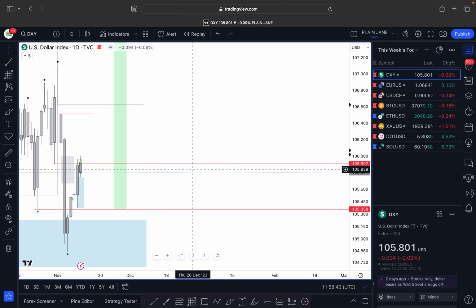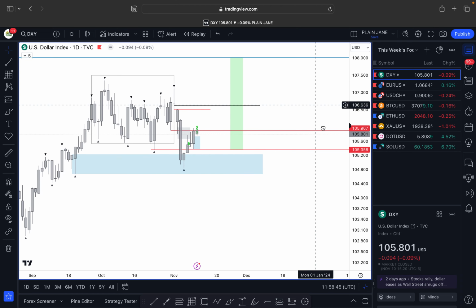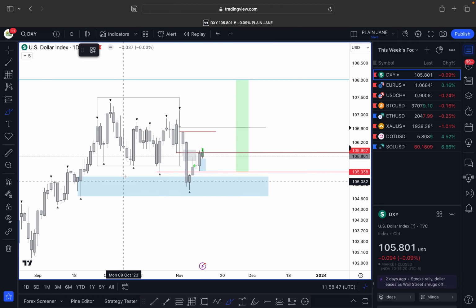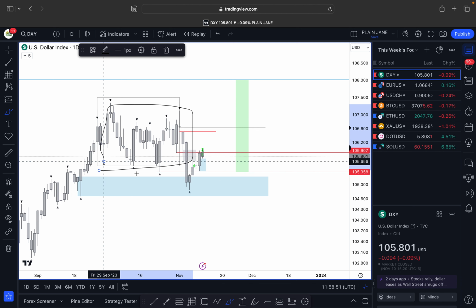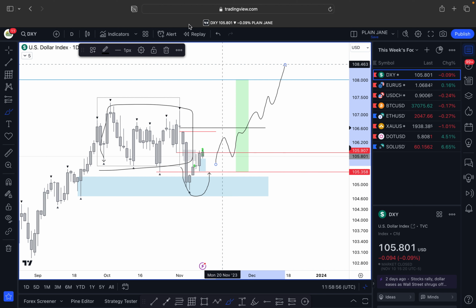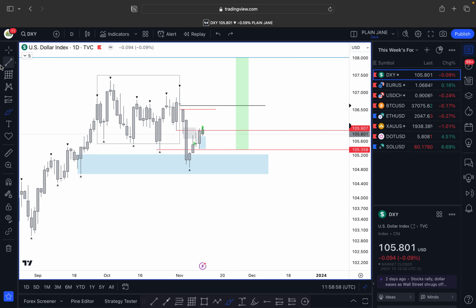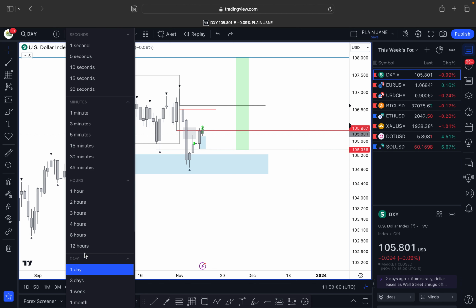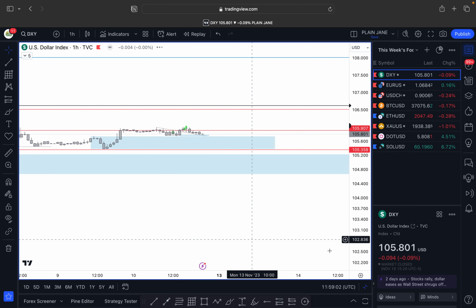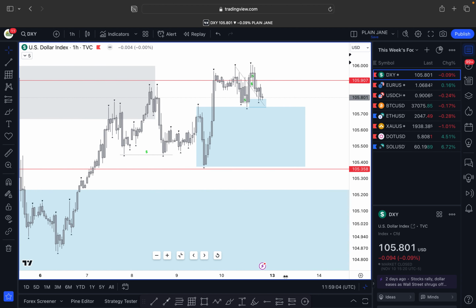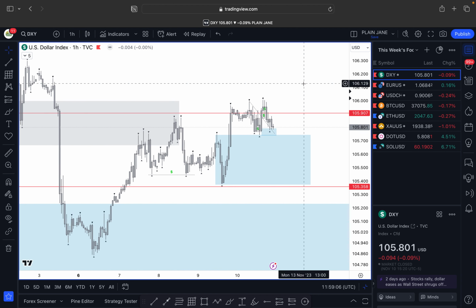So as always, we get started with the DXY. If you recall from last week's video, this pattern where I highlighted a power of three movement, right? Range, manipulation, and then we're looking for expansion now, which is playing out. So in the start of the week, I was bearish on the dollar, right? These are intraday plays. And then later on in the week on Friday, I was in USD longs.